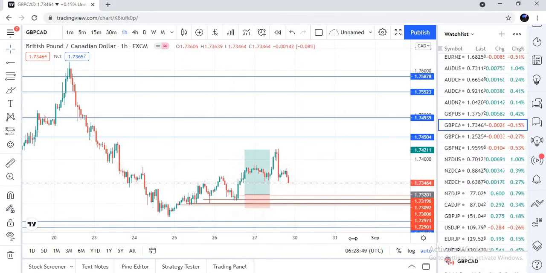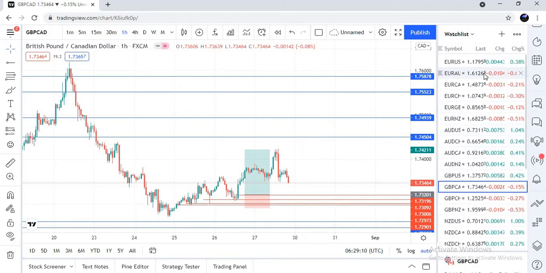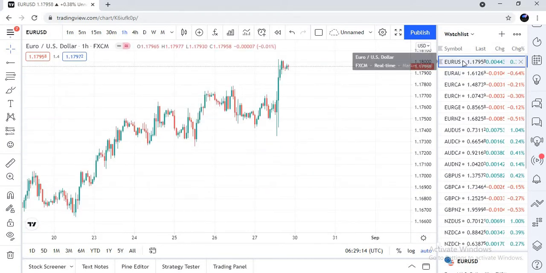So for this week's analysis, we have a list of currency pairs that we are going to be analyzing for this week. And we are going to be analyzing the EURUSD, EURAUD, EURCAD, GBPUSD, NZDCAD, GBPJPY, EURJPY, and XAUUSD, which is gold. So the first pair that we'll be analyzing for this week is the EURUSD.